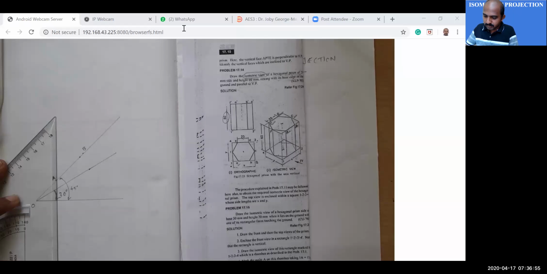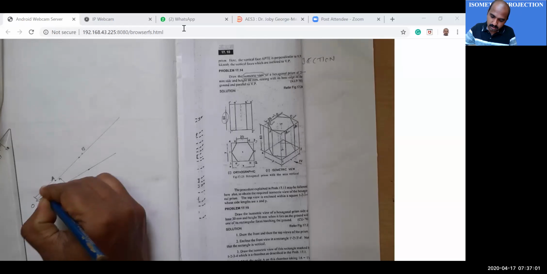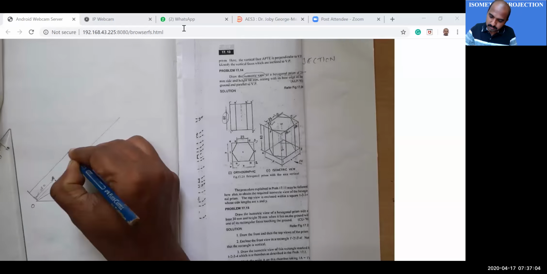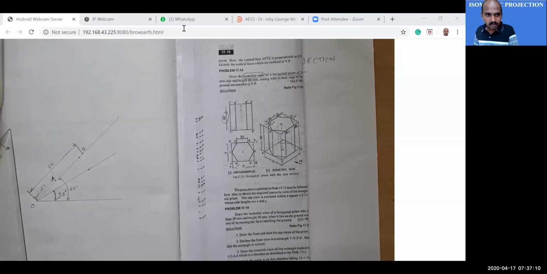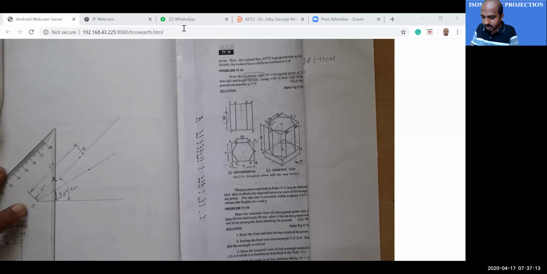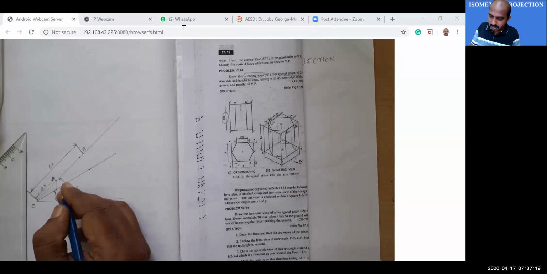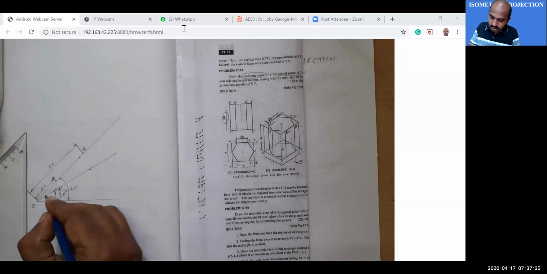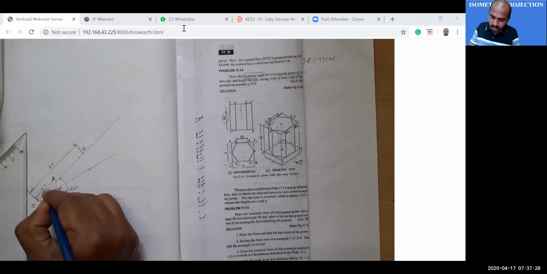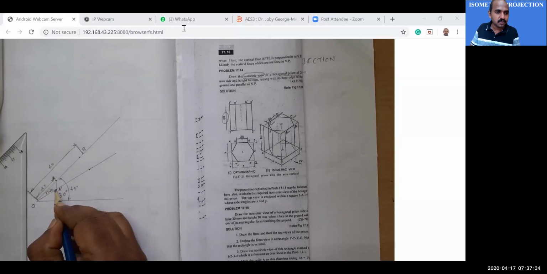This corresponds to your 25 mm length, and this corresponds to the true length corresponding to 60. Now from A, drop a perpendicular to the 30-degree line, and then it is OA dash. OA dash means the isometric length of 25.